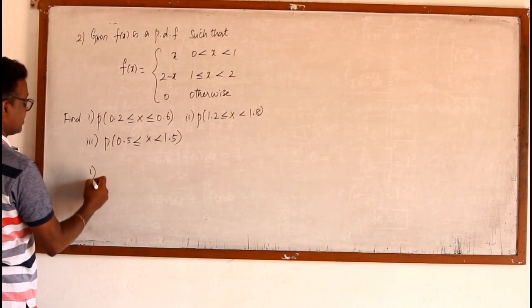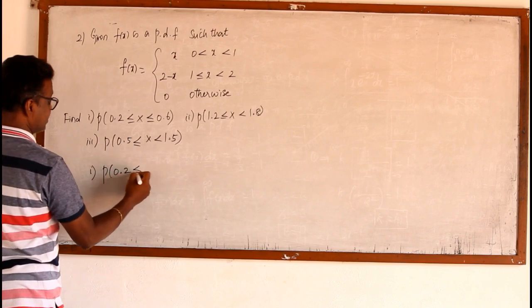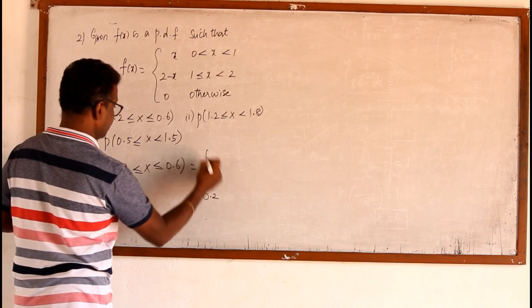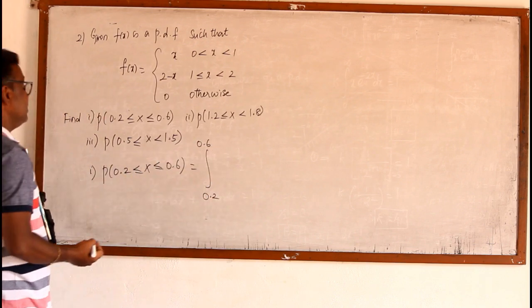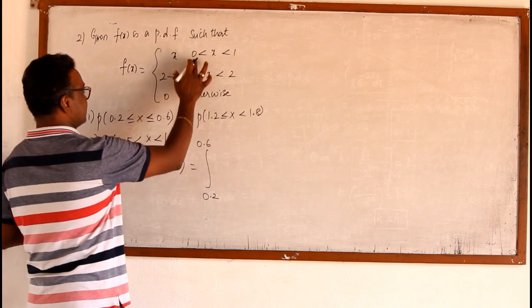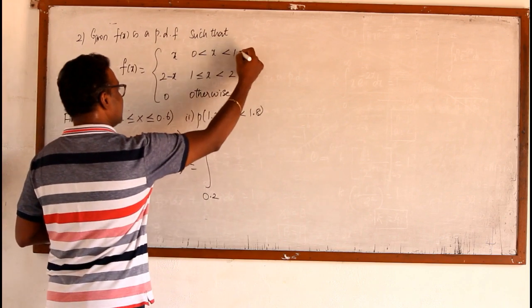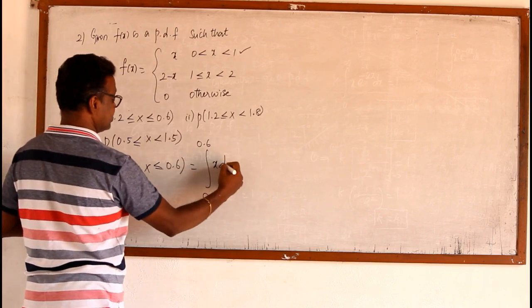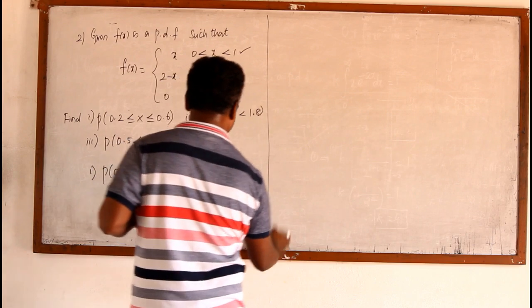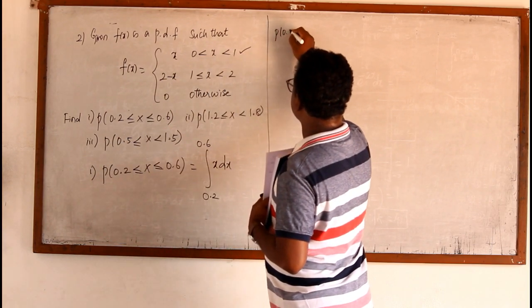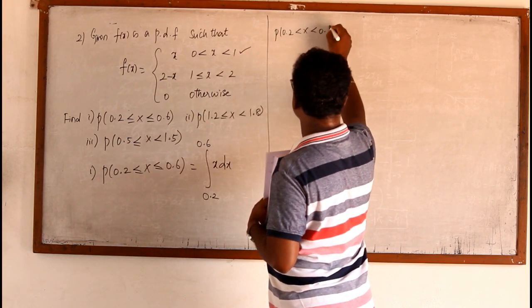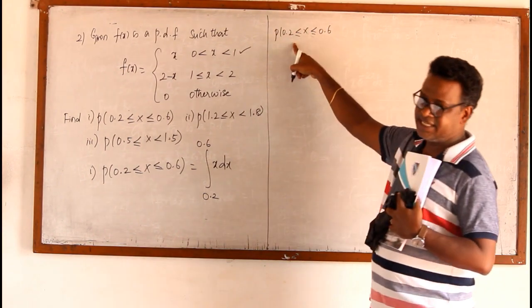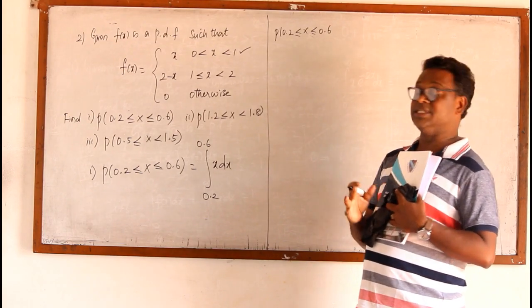So first question, P of 0.2 less than or equal to x less than or equal to 0.6 means I have to integrate from 0.2 to 0.6. 0.2 to 0.6 is up to 1 only, so it lies only in this interval. For that interval, the f of x value is x dx. Here it is a continuous distribution, so less than and less than or equal to are considered to be the same.